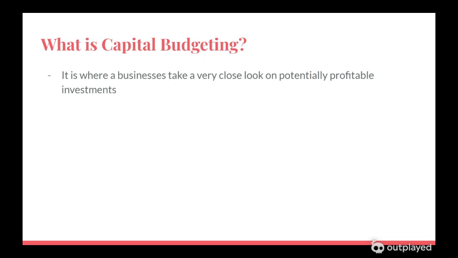What is capital budgeting? It is where a business takes a very close look at potentially profitable investments, and there's a lot that goes into doing that, but I just wanted to get across the definitions first. Capital budgeting is looking at more long-term investments to sustain and make a business more profitable, and it takes a lot into account when it comes to actually budgeting out the cash flows.